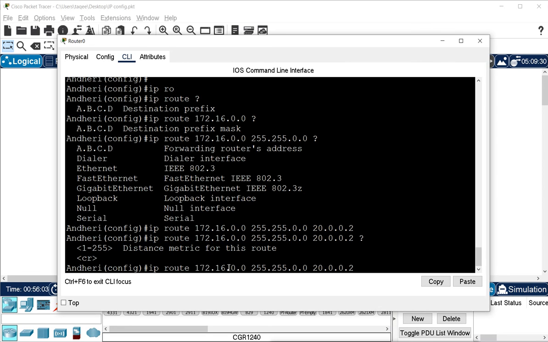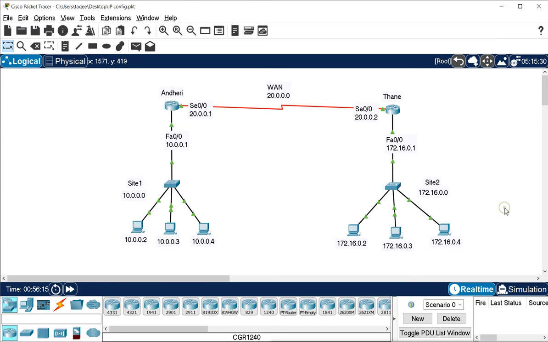So what we give here is that if you want to reach this network from this subnet mask, then you can reach from this IP address. So we are sitting on Andheri, and I'm saying if you want to go to this network, you can go from this first hop address. Remember, first hop address.